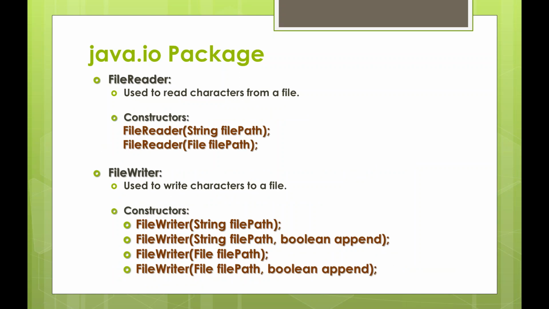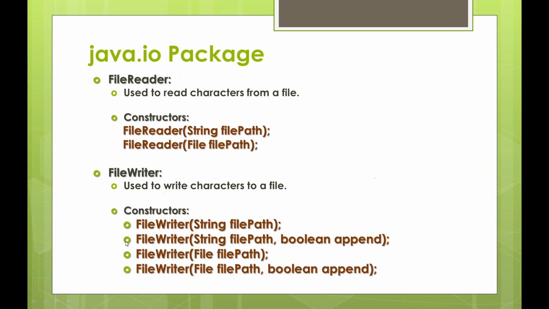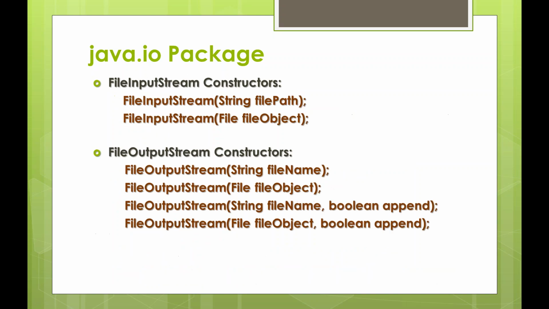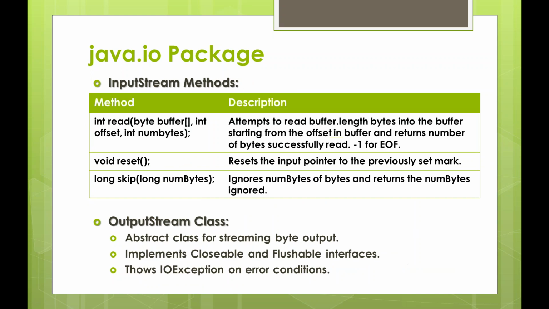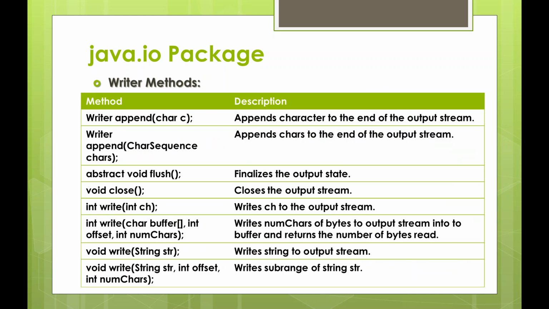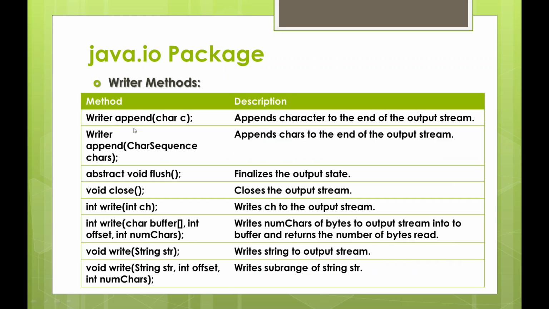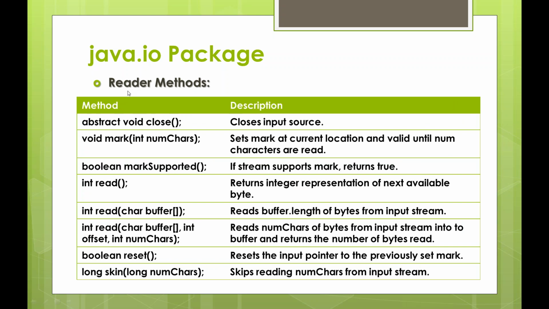Let us go to the next part. As we discussed, reader and writer are abstract classes. The most commonly used concrete classes extend the abstract class and provide implementation for all abstract methods, right? That is your concrete class. Here I have not mentioned any abstract class, but we have some abstract methods here. Close is an abstract method. So anyone who extends from this reader should implement this abstract close method.